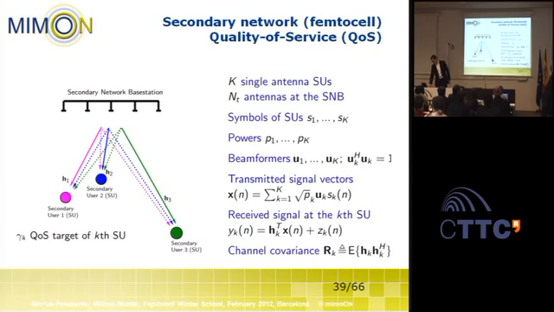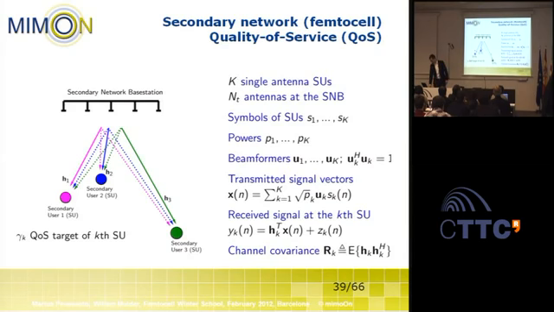So the transmitted signal from all antennas is a superposition of contributions for all of the users. So the signals for all of the users multiplied with their particular beamformers, and with the power allocated to them. So this sum is what we transmit to the different users.